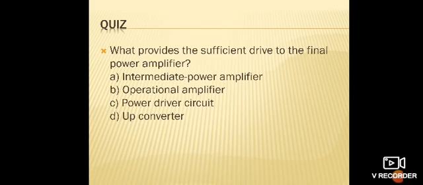So what provides the sufficient drive to the final power amplifier? The A option is intermediate power amplifier, the B option is operational amplifier, the C option is power driver circuit, and the D option is up converter. So what is the correct answer?